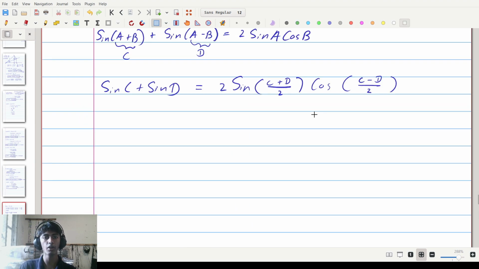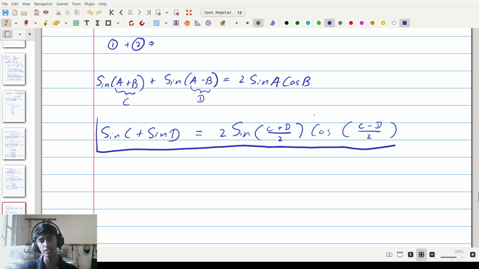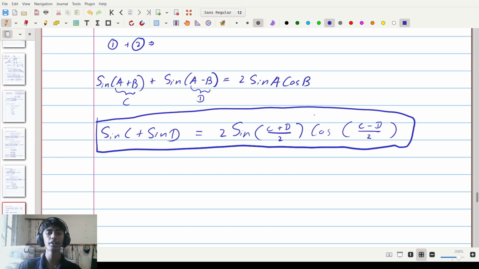We now have a formula for the sine of one angle plus the sine of another angle is equal to what? In terms of some sine and cosine of those angles. So here we have that the sine of C, for some angle C, plus the sine of D for some angle D is equal to 2 times the sine of C plus D divided by 2 times the cosine of C minus D divided by 2. So we can use this to find the sine of one angle plus the sine of another angle.